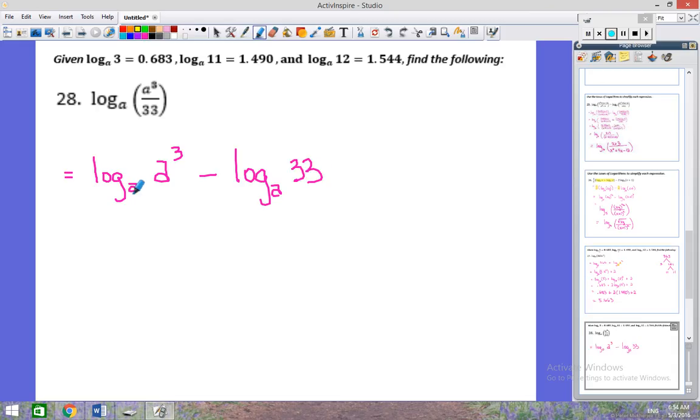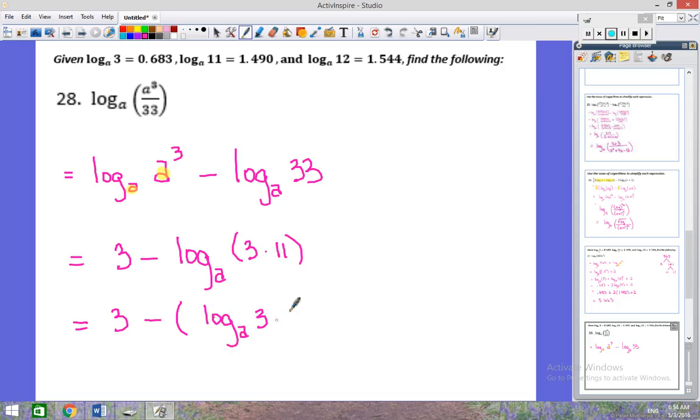And as before, if this base and this base are the same, I like to say that this is just the number 3 in disguise. And the 33, I can break that up using these values into 3 times 11. Now I do want to be careful. If I'm subtracting this and I'm going to break this into 2 parts, I'm subtracting everything that follows, so I do need parentheses here. This product changes to addition.